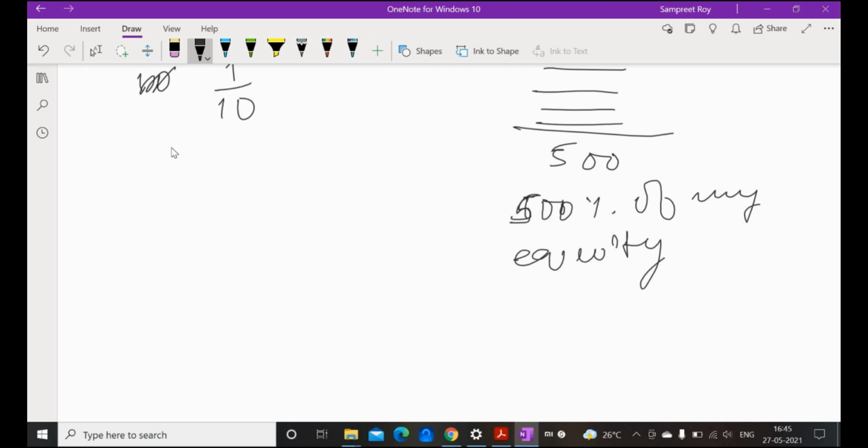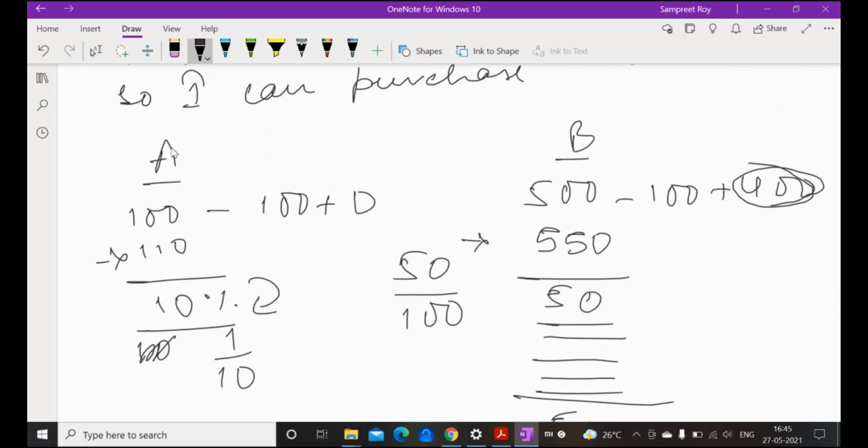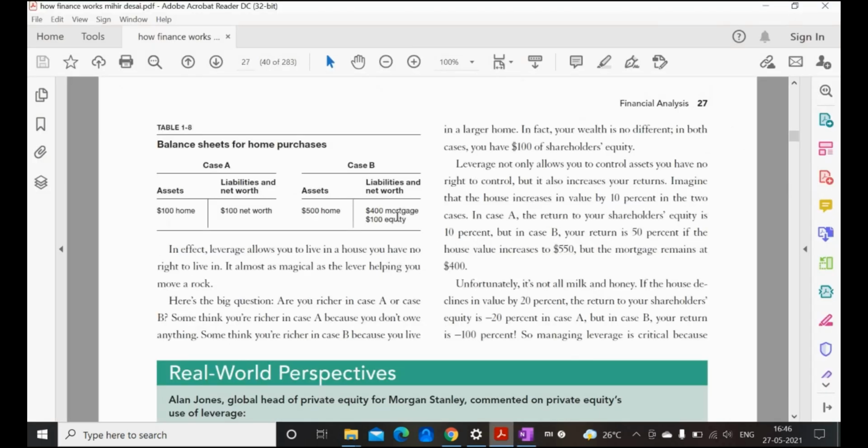So this is the concept of leverage. This 400 is my leverage and this 100 is my equity, right? So I hope I am able to explain. Let's continue reading.